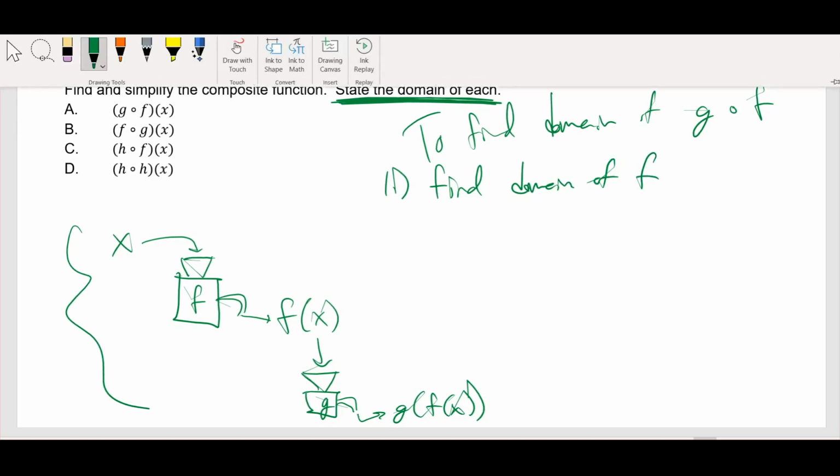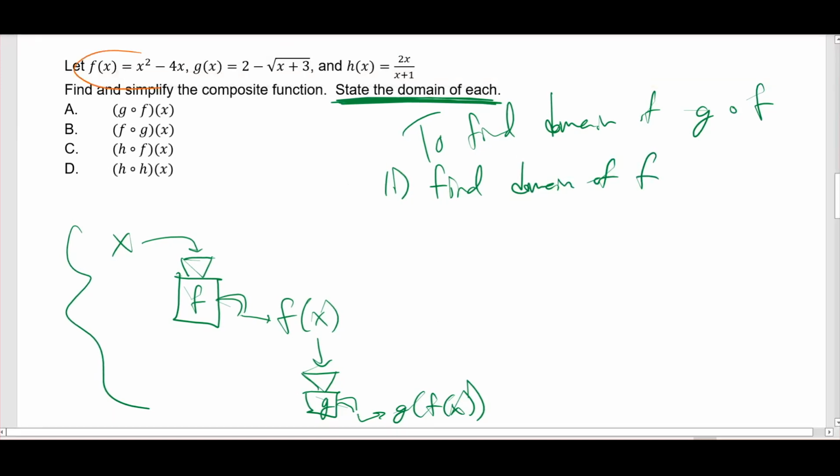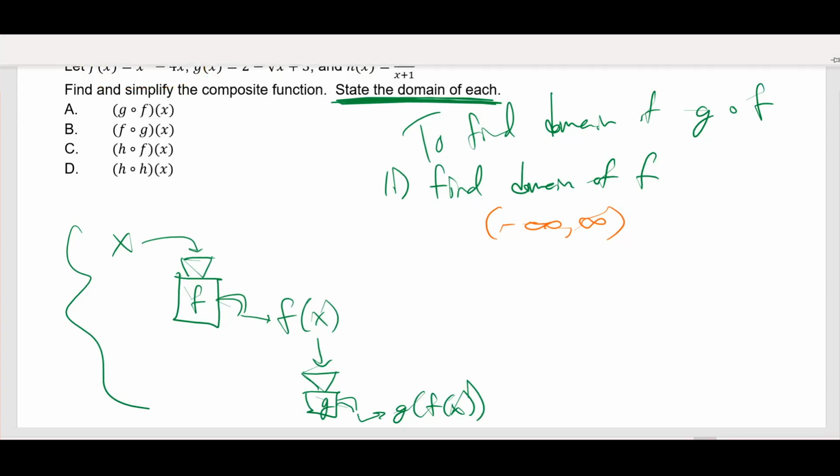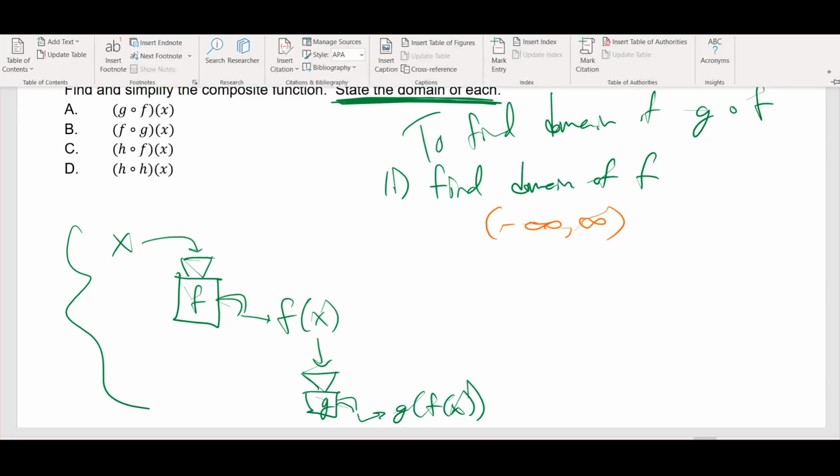Okay, so in this case, we can do this directly. Our function f here is a polynomial. We know that the domain of any polynomial function is all the real numbers, so we can do that without really any work. It's just some real number. There's no restrictions on f, and that is wonderful.